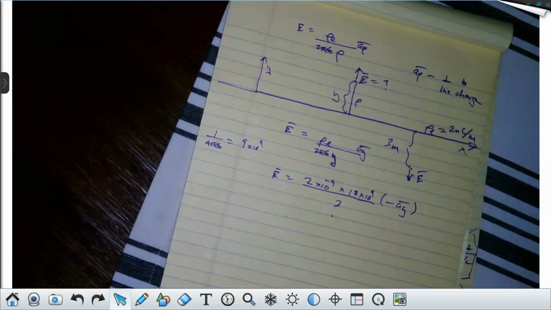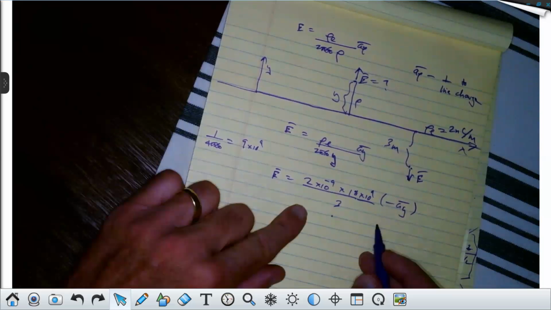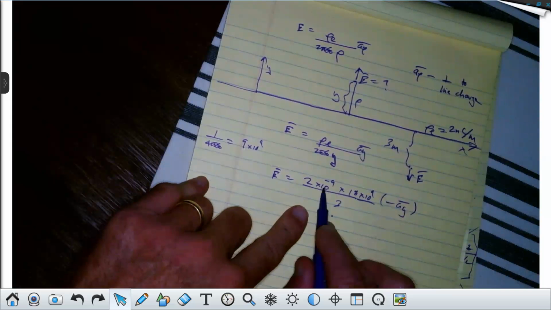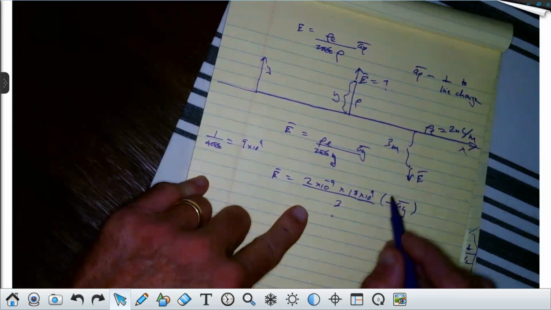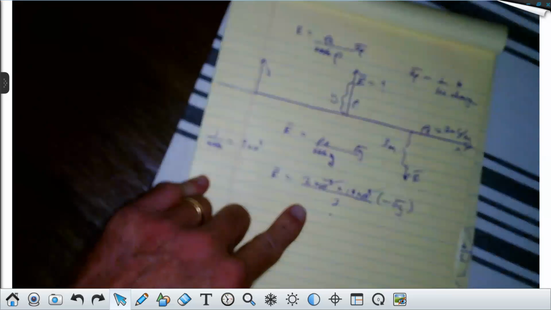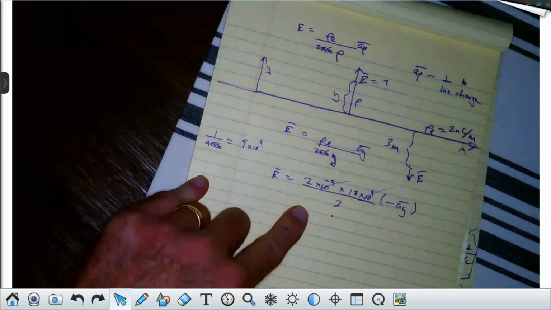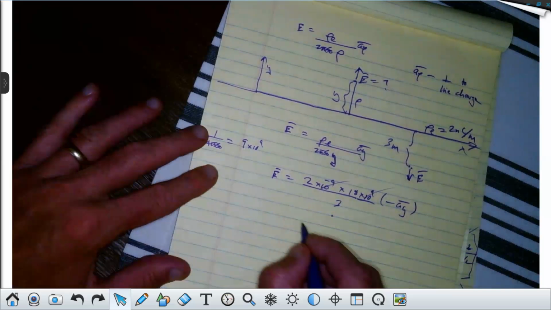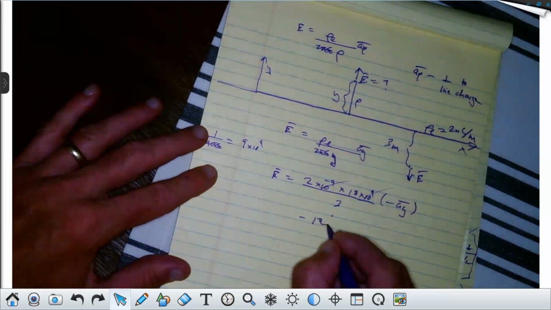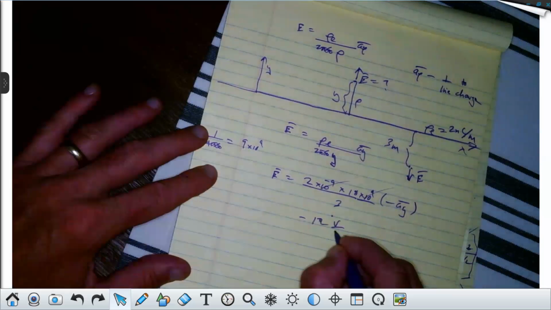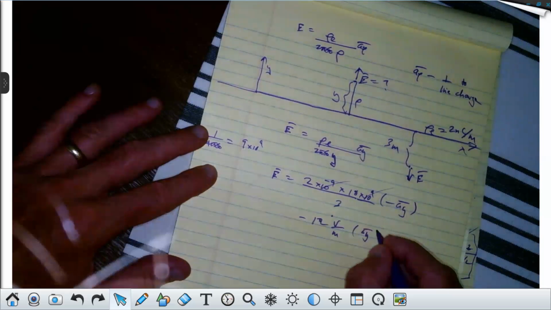This is to expose how to do it. And that would be the answer. And if we went through here, what do you see happening with the 10 to the 9th business? You see they cancel away? Boom, right? And then I have 18 by 3 is 6, and then 6 times 2 would be 12. So this would be minus 12 volts per meter in the AY direction. And that would be the E field.